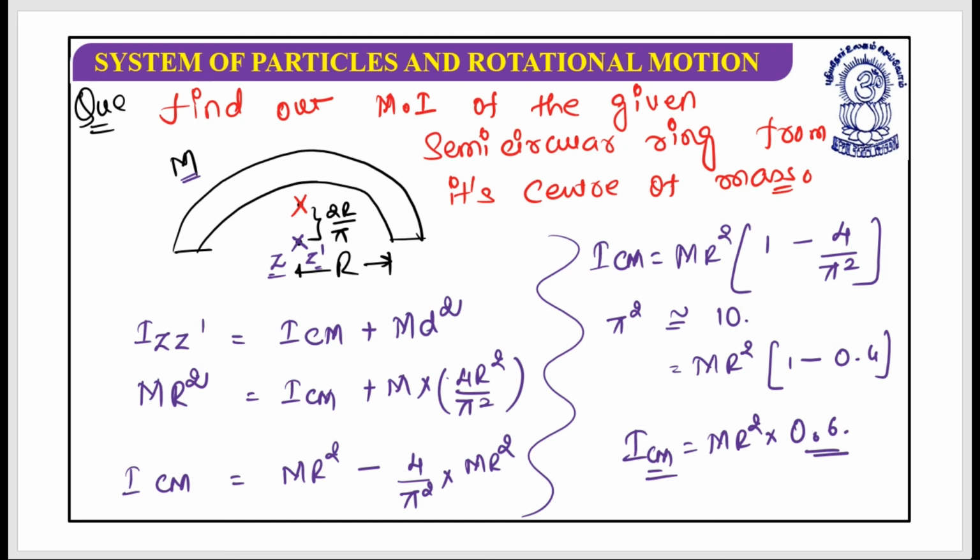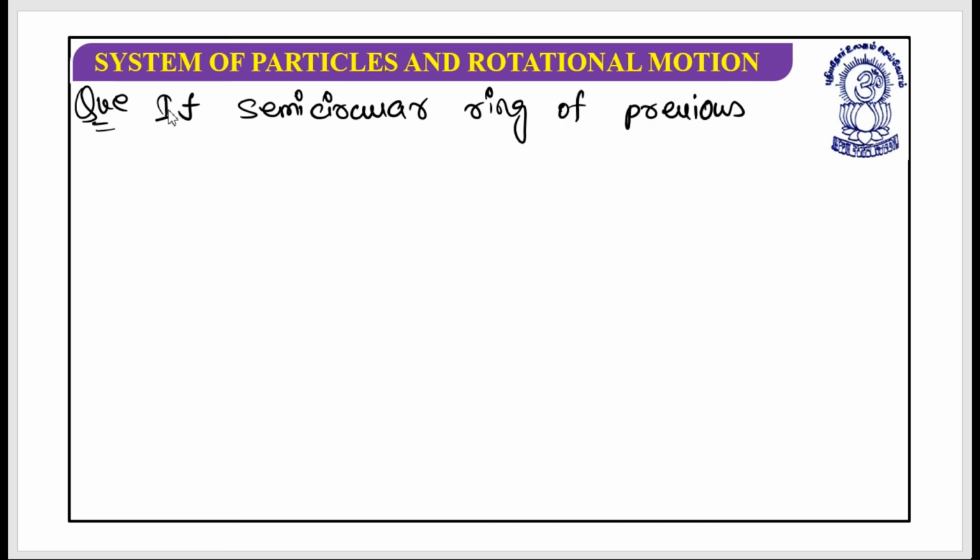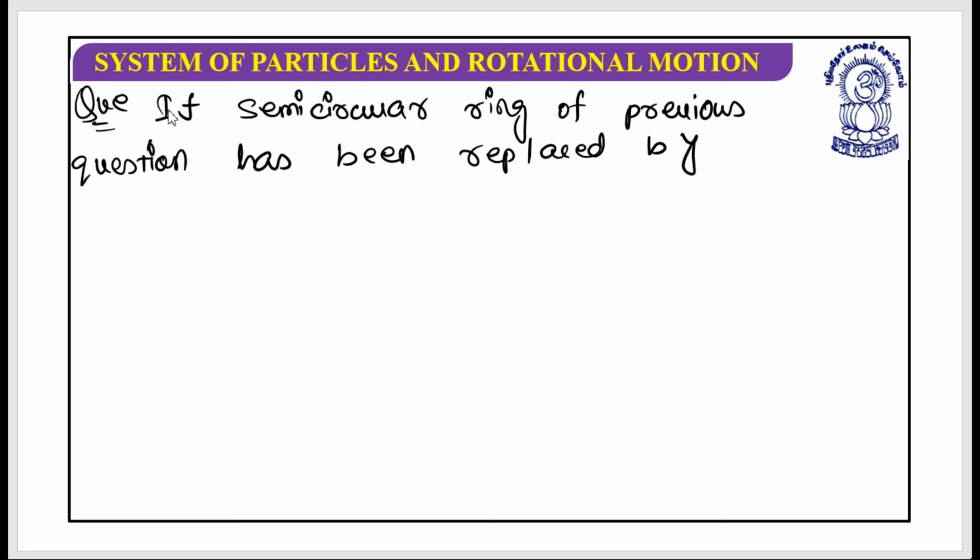So will you do one question based on this? Let's write this: if the semicircular ring of the previous question has been replaced by a semicircular disc, find out I center of mass.